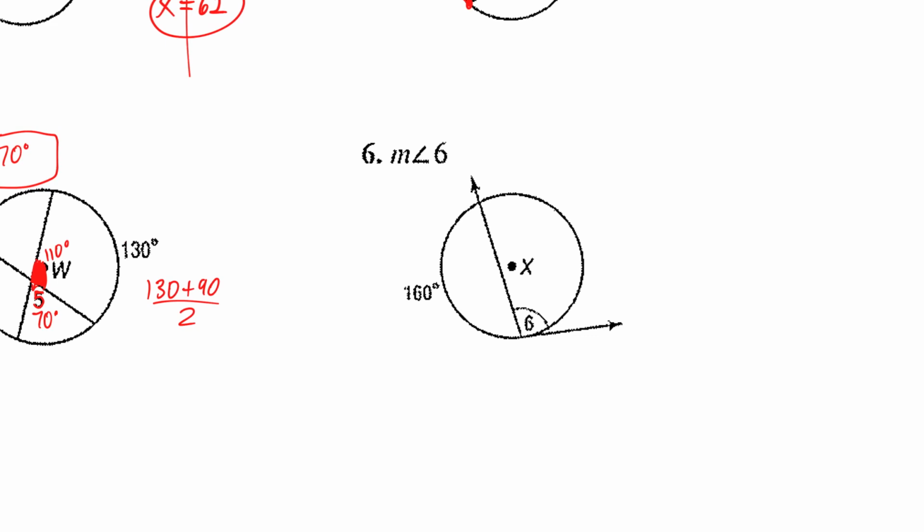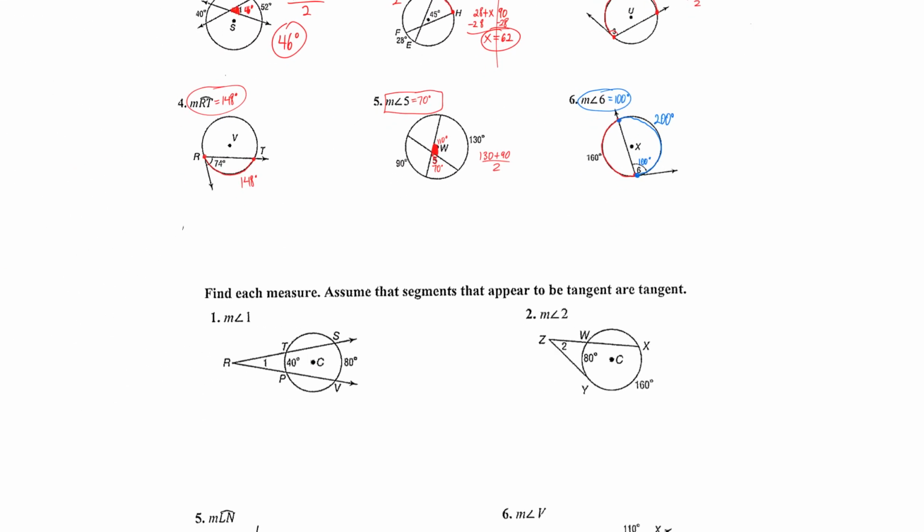Okay, on this one, so the arc on this side is 160. So how big? 360. Good. So this arc over here has to be what? 200. 200, because in a full circle is how many degrees? 360. So on this side, that arc is 200. So how big is angle 6 there? It's half of that. It's just 100 degrees.